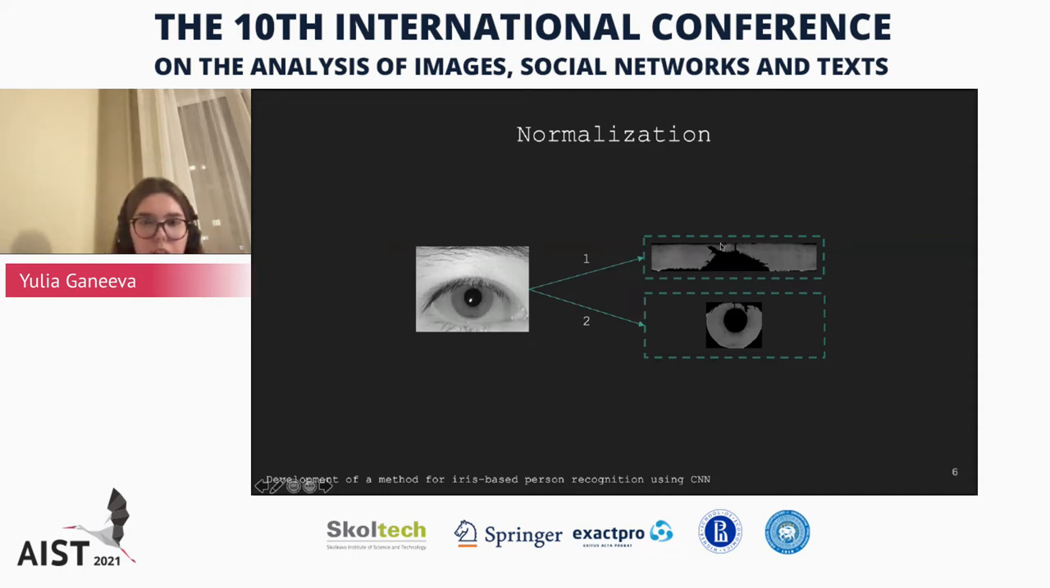The second approach is the sequence of the following steps: cropping of the localized iris and zooming the cropped image to 224. Number two shows the result of this approach.